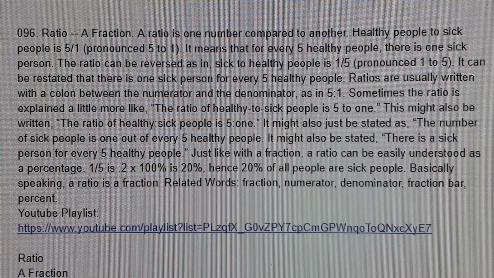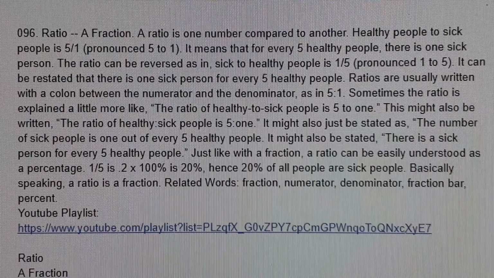The ratio can be reversed, as in sick to healthy people is 1/5 (pronounced 1/5). It can be restated that there is 1 sick person for every 5 healthy people. Ratios are usually written with a colon between the numerator and the denominator, as in 5:1.